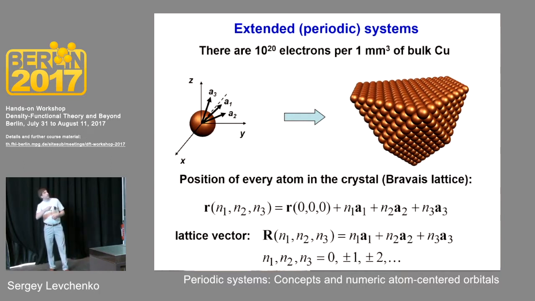Namely, for example, if I take a perfect crystal of copper, then every position of every atom in the bulk of the copper can be obtained from a position of a single atom by repeating this atom along so-called primitive lattice vectors, A1, A2, A3. And this linear combination of these primitive lattice vectors with integer coefficients is just called a lattice vector.